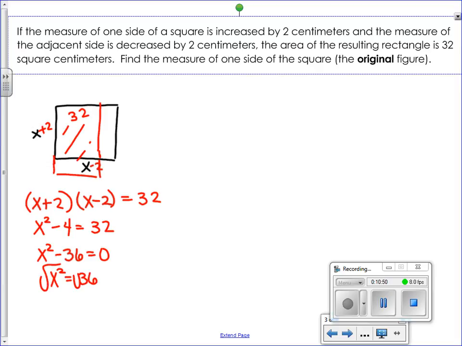Can it be the negative? No, we're just looking for a principal square root here. X is 6 centimeters. Alright. Please come in next.